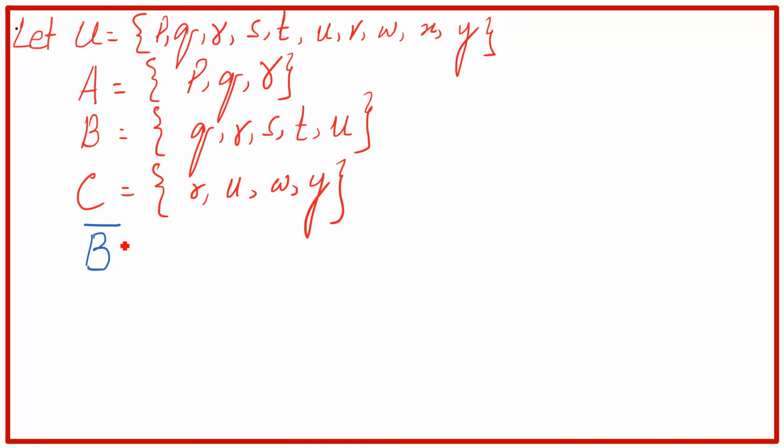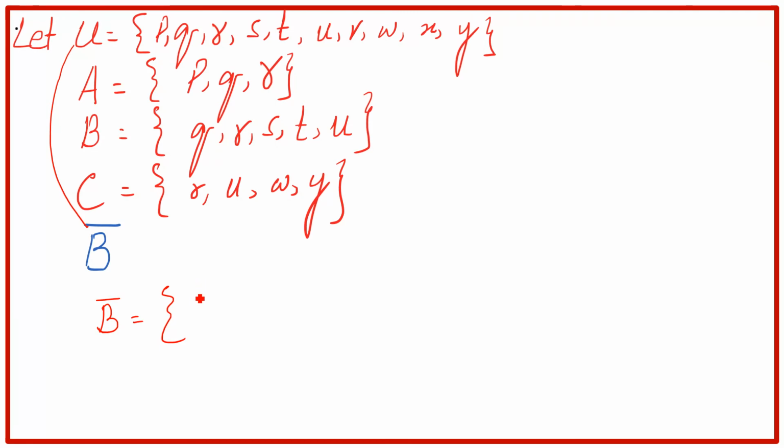Now is the B complement. So I told you in the last lecture that whenever it is the B complement, you have to compare it with U, with the universal set. And B complement means the members which are present in U but not in B. So see, Q is here, Q is here, we will not take Q.